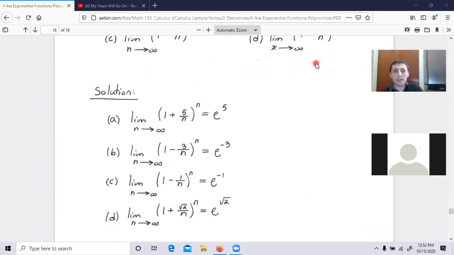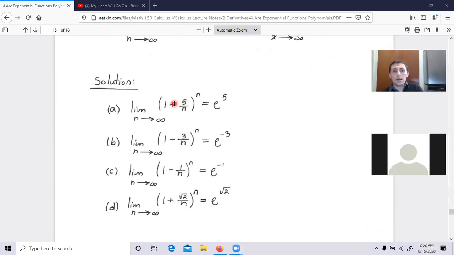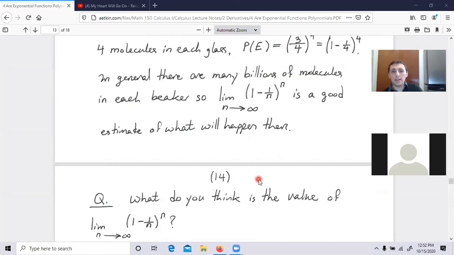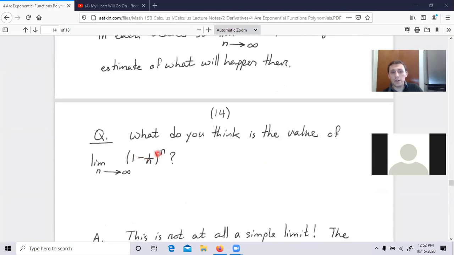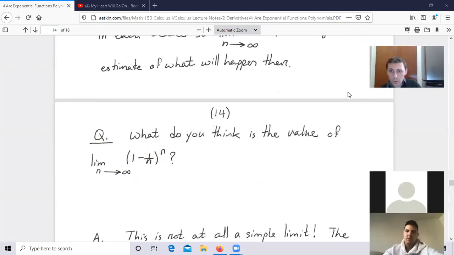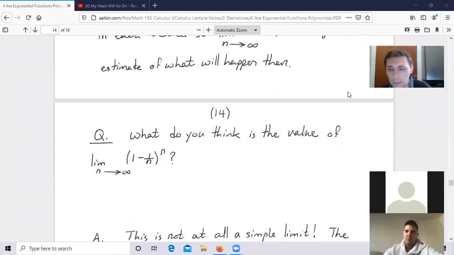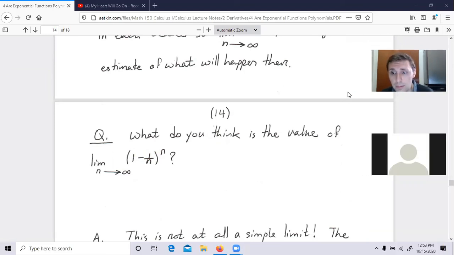All right, so here are our solutions. Here, x is 5, so it's e to the 5. Here, x is minus 3, so it's e to the minus 3. Here, x is minus 1, so it's e to the minus 1. Here, x is root of 2, so it's e to the root 2. Remember the limit that we had with the probability, it was (1 minus 1 over n) to the power of n. So this formula is extremely important to recognize. Hugely important. And if you are not happy today, it has to do with the number e. Your unhappiness can be explained today in terms of the number e. Your birthdays can be explained in terms of the number e.